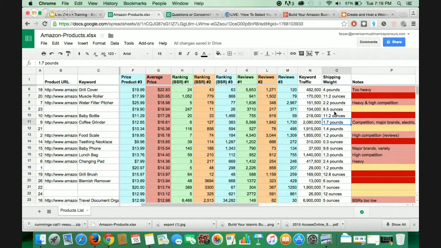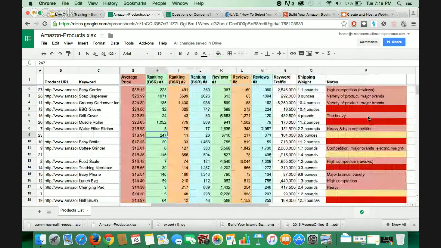Okay, then the next one is this one right here, 104,000 search traffic. We can see the reviews for the number 2 and 3 results are not too bad. The first one is very high, but you can still compete with numbers 2 and 3 to get that market share, and the rankings are very, very good as well. So this looks like another very good opportunity to potentially go with.